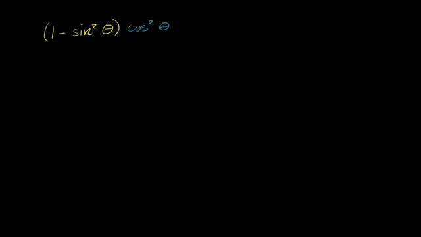Well, the one thing that we do know, and this is the most fundamental trig identity, this comes straight out of the unit circle, is that cosine squared theta plus sine squared theta is equal to 1. And then if we subtract sine squared theta from both sides, we get cosine squared theta is equal to 1 minus sine squared theta. So we have two options. We could either replace this 1 minus sine squared theta with the cosine squared theta, or we could replace this cosine squared theta with the 1 minus sine squared theta.